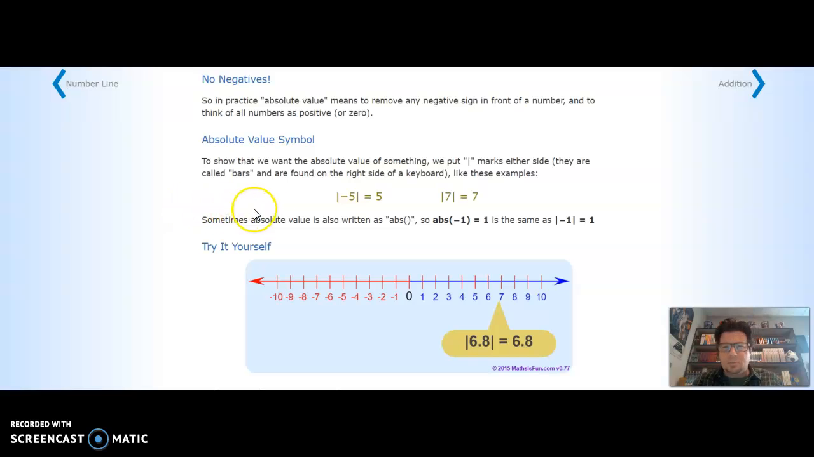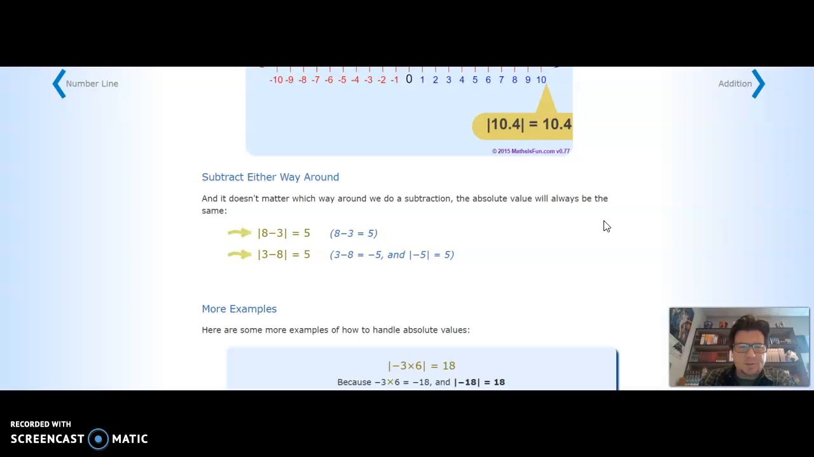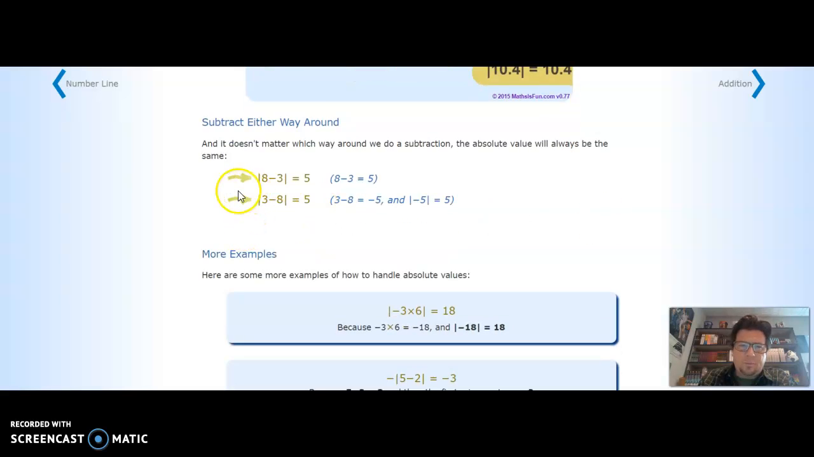The absolute value symbol. All right, so in order to show the absolute value of something, we put these kind of marks, and you're going to see it right here on that side. All right. So whether it's negative again or positive, the absolute value is always going to be positive. All right. Now they say try it for yourself, and we can do this.